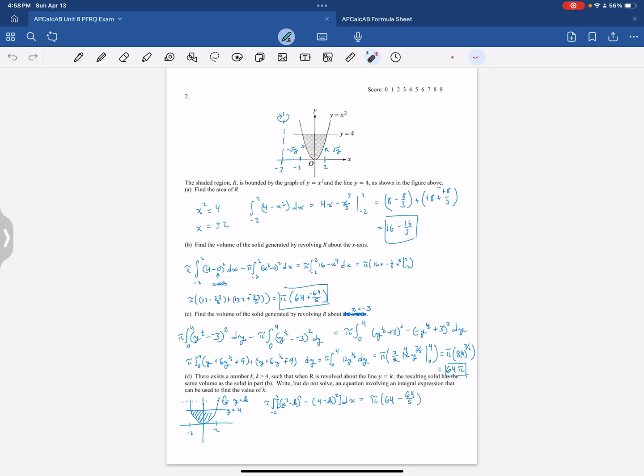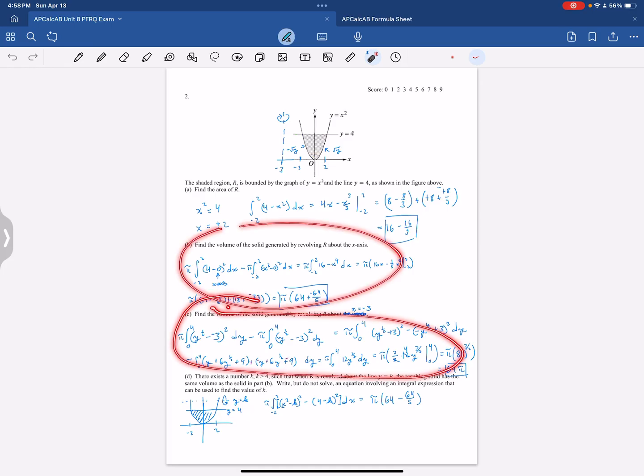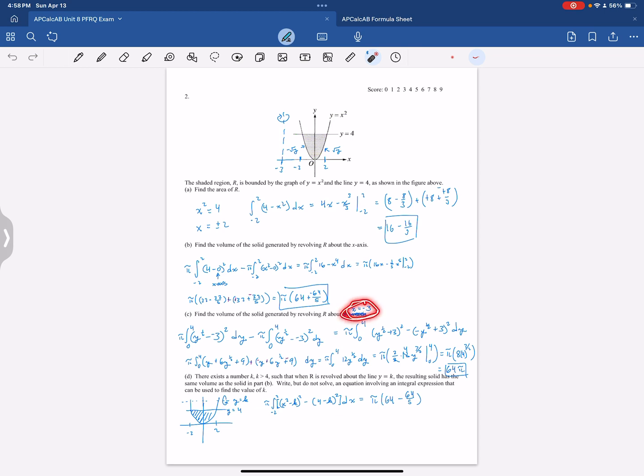So we have one part where you're just finding the area between two curves. This part, you're finding the volume of a solid that is generated when you rotate, or revolve, the area around an axis. And this part, it's just the x-axis. And then you have this one, which is supposed to be a little bit harder than this one, even though they're kind of the same. But you're revolving around x equals -3.